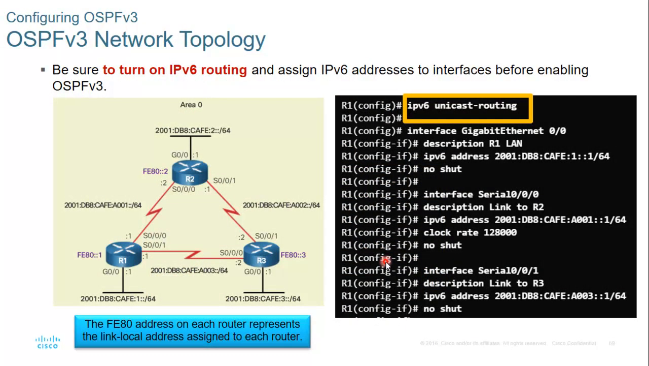Be sure to turn on IP version 6 routing. Remember, it is not set by default. You have to switch it on. And how do you switch it on? By typing IP version 6 unicast routing. So this will enable routing of IP version 6 OSPF.